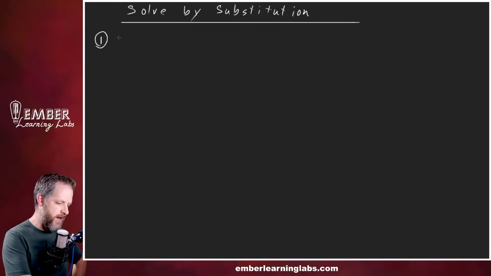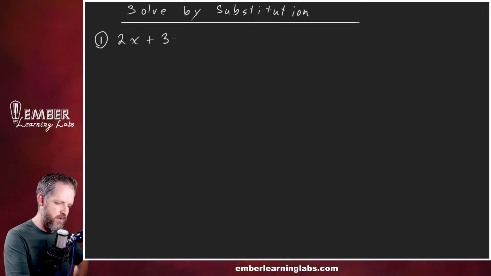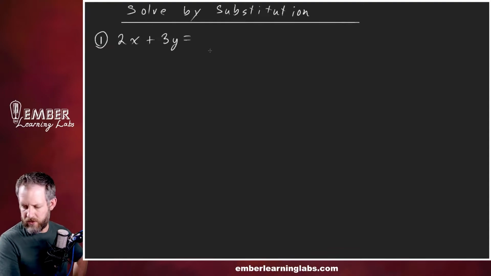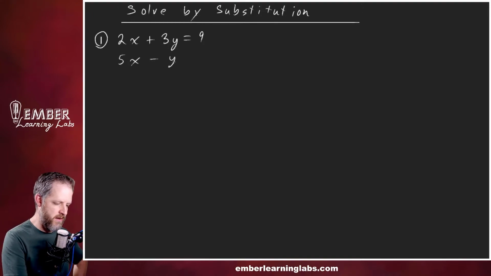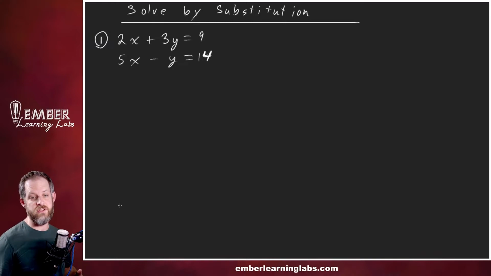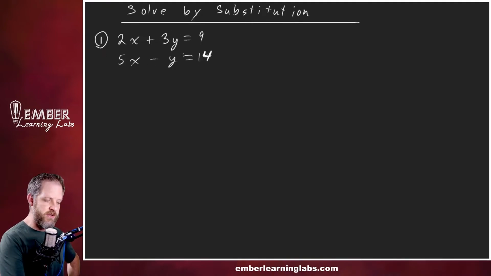Our example 1 is going to be 2x plus 3y equals 9 and 5x minus y equals 14. So if you remember, to solve by substitution, we first have to solve one of the 2 equations, or 3 equations if we're doing that, for one of the variables. Now this one is already pretty set up to solve this second equation for y. So that's what we're going to do.